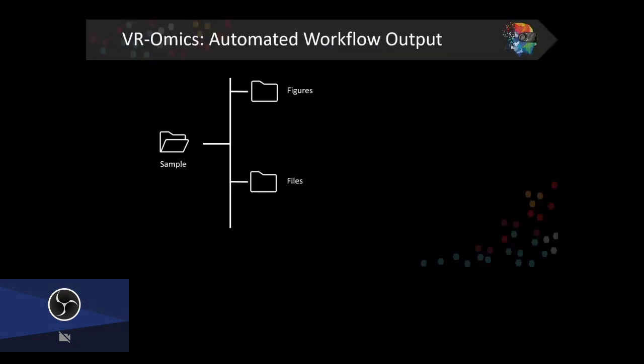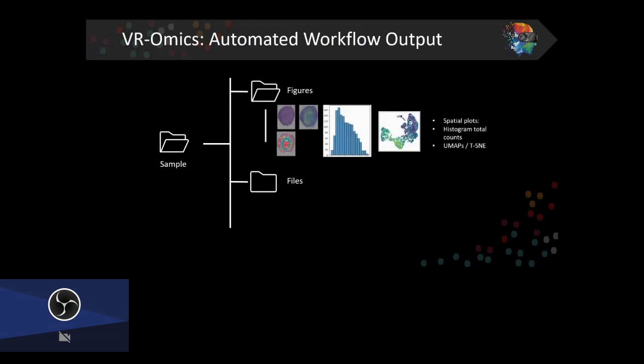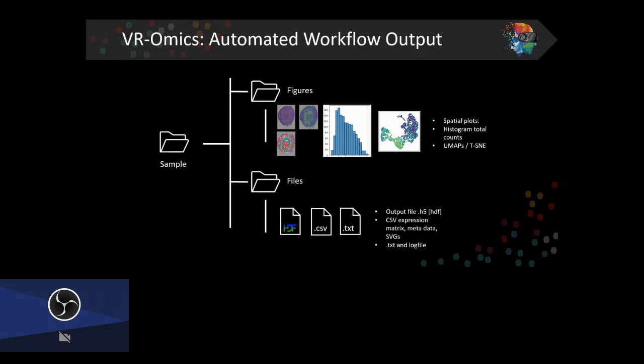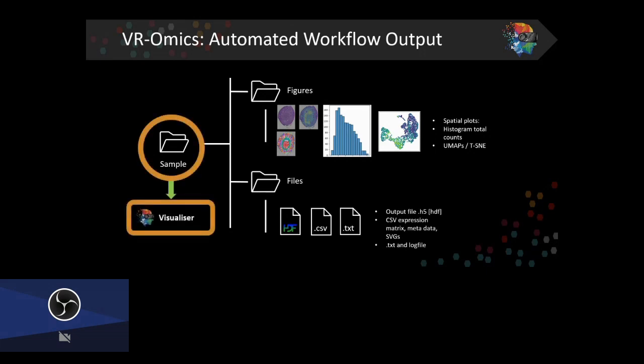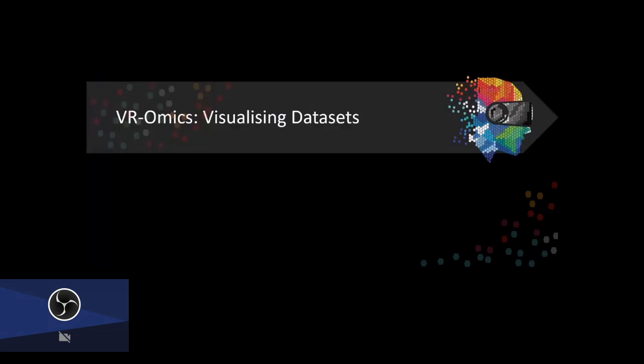And on your local machine, there will be a folder generated for each one of your samples, where you get all your figures, all your spatial plots, histograms, UMAPs, and so on, but also all the files that are necessary for your downstream analysis, like the HDF5 files, CSV, count matrix, and so on. And the cool thing is that these folders are fully compatible with VR-Omics, so you can take them and put them back into VR-Omics to visualize them. And to show you how easy that is as well, I'm going to show you in this video.